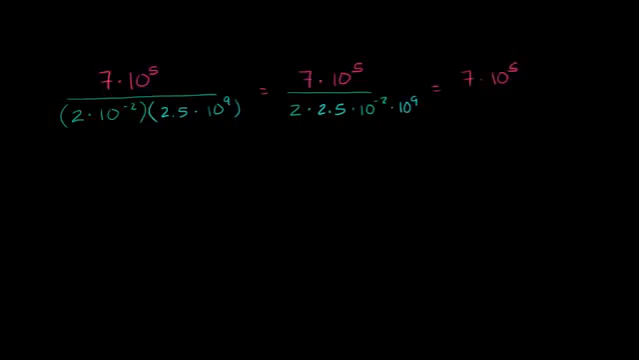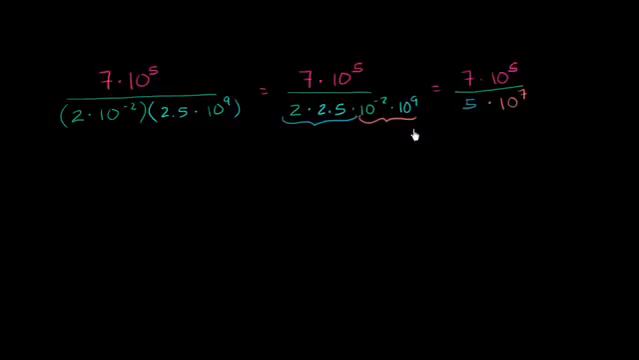And here in the denominator, 2 times, let me do this in a new color now, 2 times 2.5 is 5, and then 10 to the negative 2 times 10 to the 9th. When you multiply two numbers that are being raised to exponents and they have the exact same base, so it's 10 to the negative 2 times 10 to the 9th, we can add the exponents. So this is going to be 10 to the 9 minus 2, or 10 to the 7th. So times 10 to the 7th.